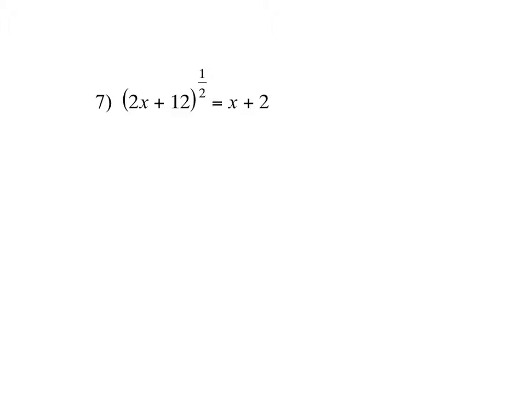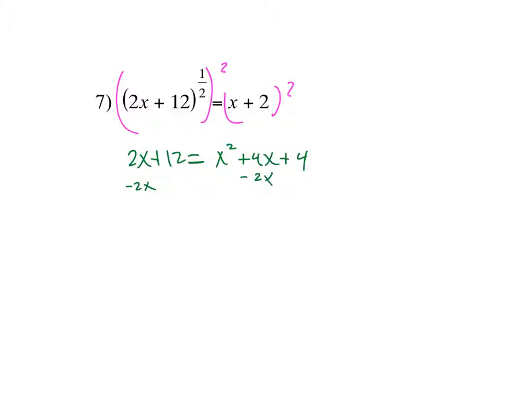Okay, so right here, the same. I'm going to square it. Remember that if that exponent, let's say it's 1 over 3, then I'm going to cube. So 2x plus 12 equals 2. Again, the first one squared plus 2 times the first one times the second one. So 2 times x is 2x, times 2, because it's 2 times the first one times the second one, so it's 4x plus the second one squared, so 4 minus 2x minus 12.